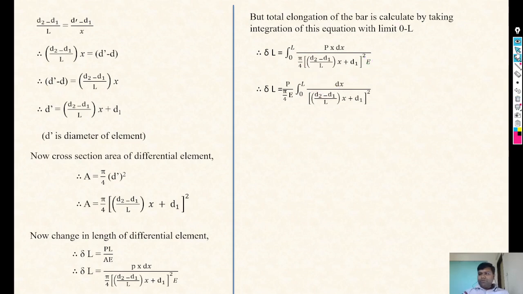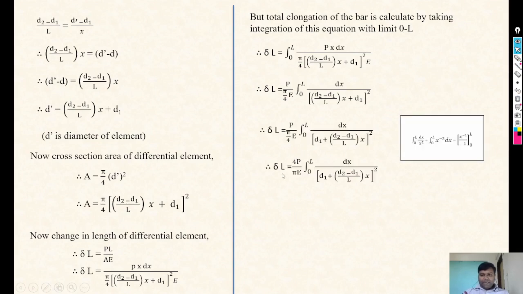Okay, now we know the mathematical rule. If any term, let's say suppose a divided by b by c, so denominator to denominator, we can write that term in the numerator, that is ac divided by b. This is a mathematical rule. So in the same way, we can consider this 4 in the numerator. So we can write delta L is equal to 4P by pi E integration of 0 to L dx divided by d1 plus d2 minus d1 by L into x whole square.